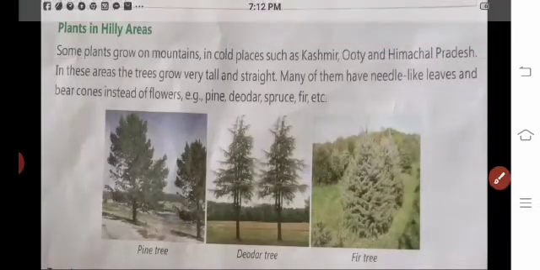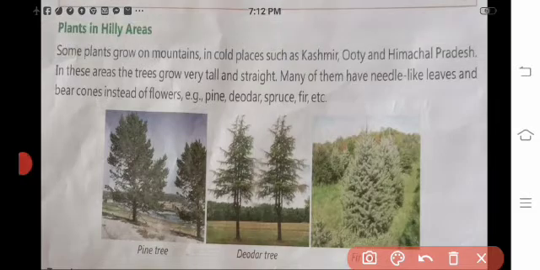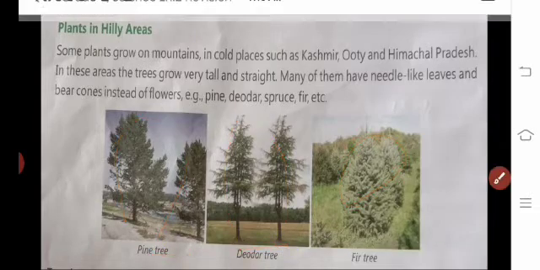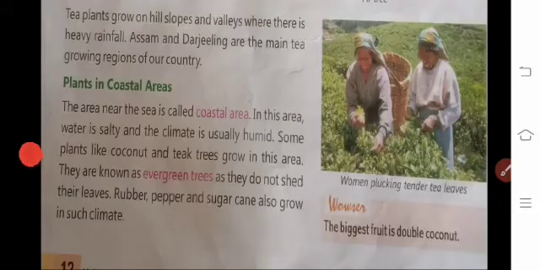Okay. Next is the plants in hilly areas. How do they grow? Trees grow very tall and straight. You see here the pine tree, deodar tree and fir, all very tall and straight. They have needle like leaves, and cones come instead of flowers. These are the plants in hilly areas.